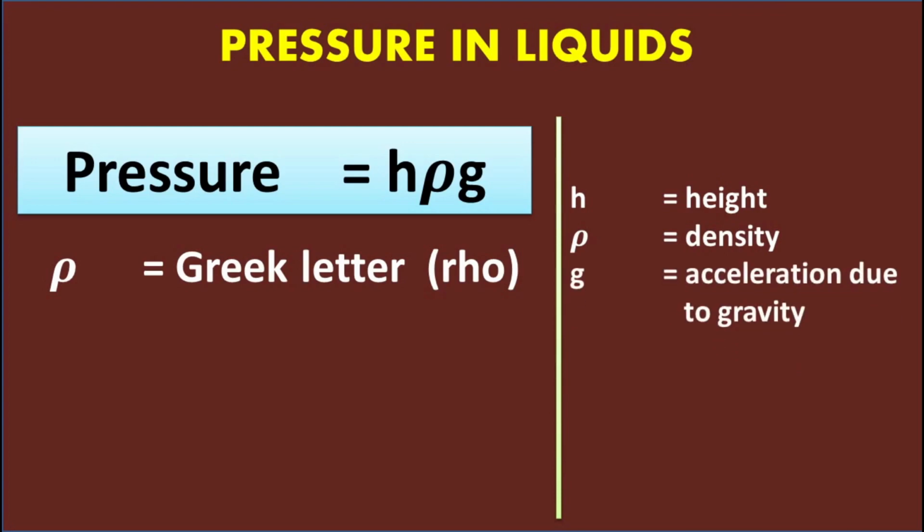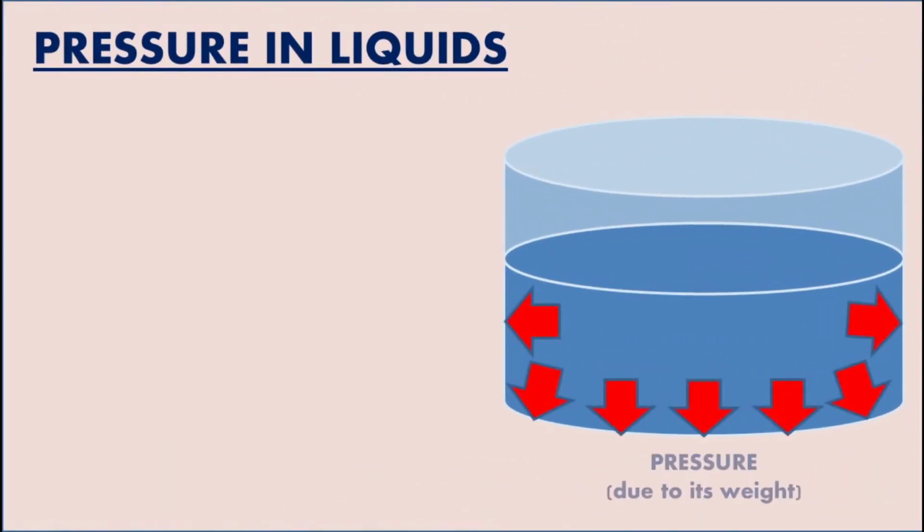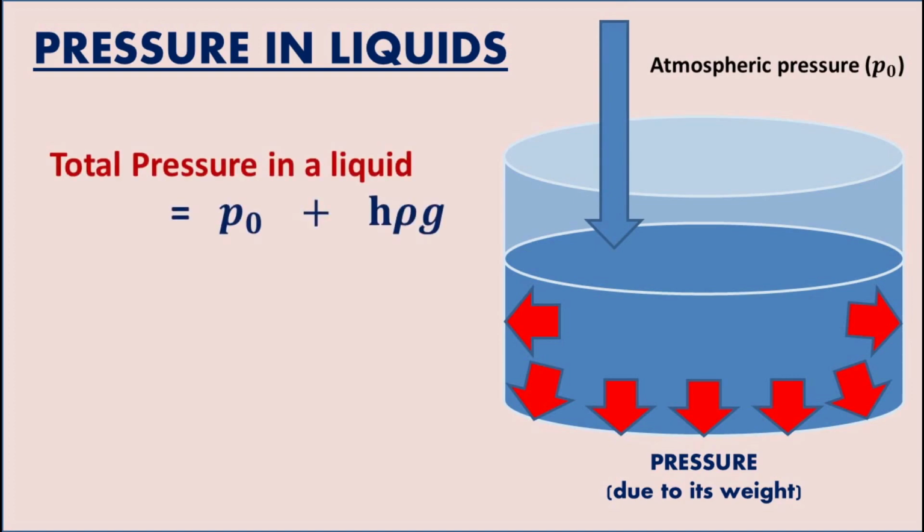If we take a liquid in a container or a vessel, the vessel will have pressure due to the liquid inside the container and also the atmospheric pressure exerted on it. So, total pressure in a liquid is equal to atmospheric pressure plus pressure due to liquid. As a formula we can write P0 plus h rho g, where P0 is atmospheric pressure and h rho g is pressure due to liquid.